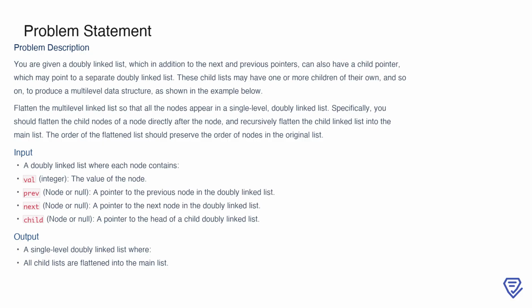To achieve this, we must insert the child nodes of a given node immediately after that node, and recursively process any child lists to include them in the main sequence. Importantly, the flattened list should maintain the relative order of nodes as they appeared in the original multilevel structure.